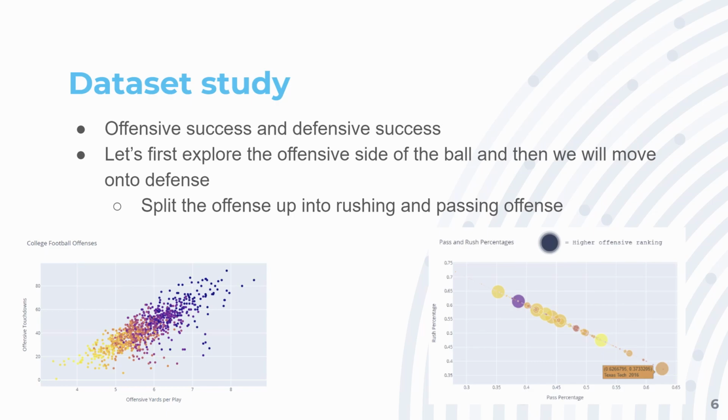So in this graph, the bubbles that are larger represent higher offensive rankings, and then the x-axis represents passing percentage and the y-axis represents rushing percentage. So what you find is the most successful teams are typically towards the middle, but they have a little bit lower passing percentage, anywhere between 35 and 45%, and they have a 55 to 65% rushing percentage for their plays.